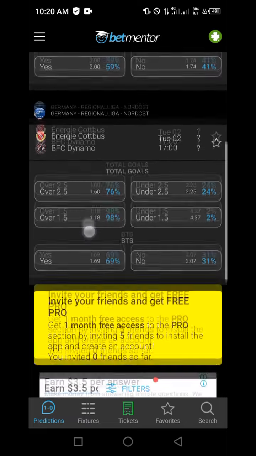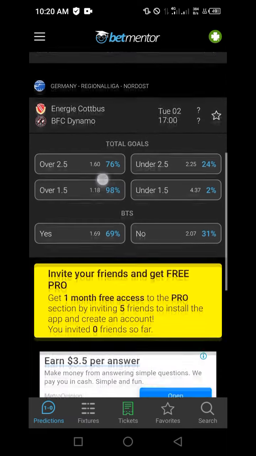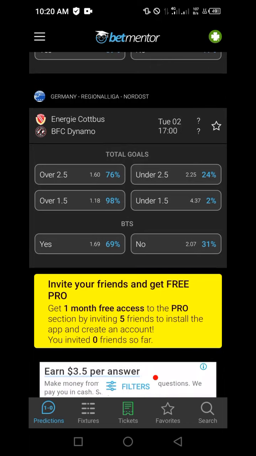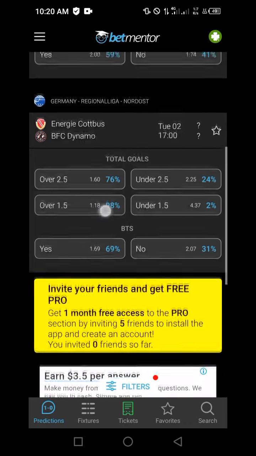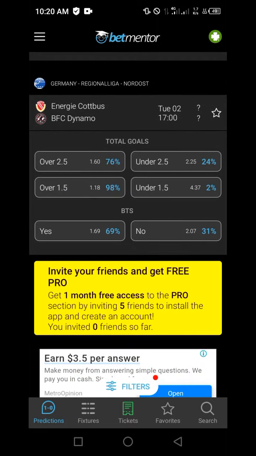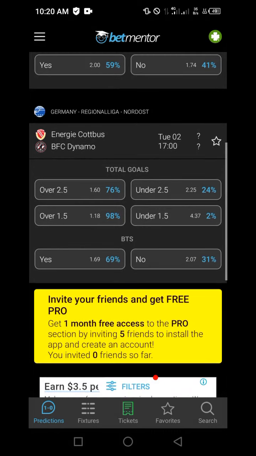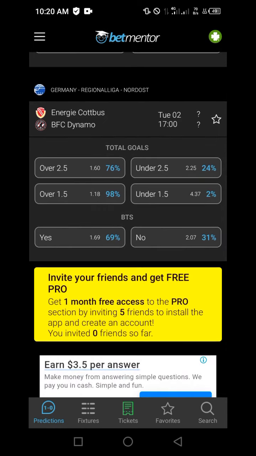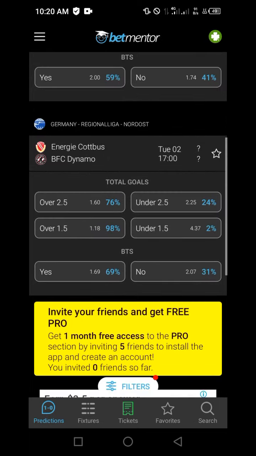But by looking at this match, you are going to realize that the greatest percentage is 98%, which reflects over 1.5 goals. In other words, if we are to pick this game as the banker of the day in our bet slip, we are going to pick the 98%, over 1.5 goals, as the best choice to occur in this match.